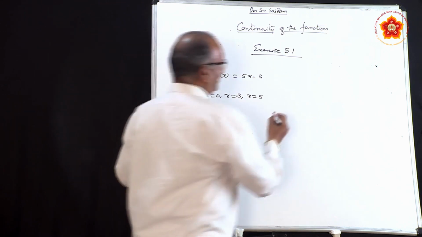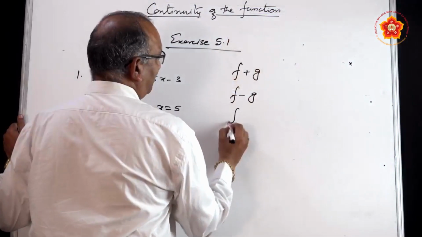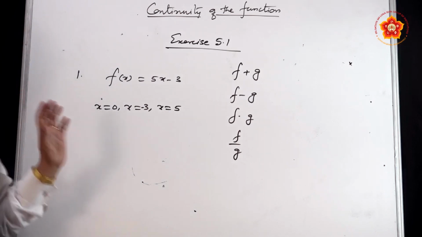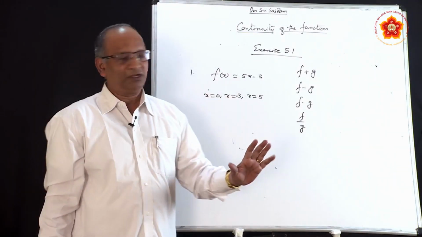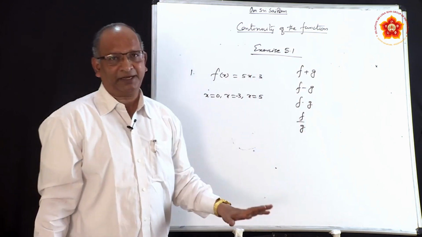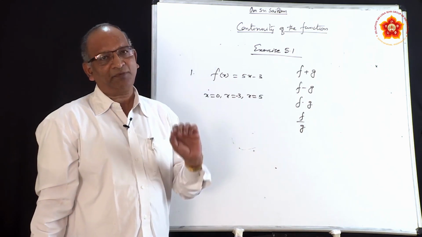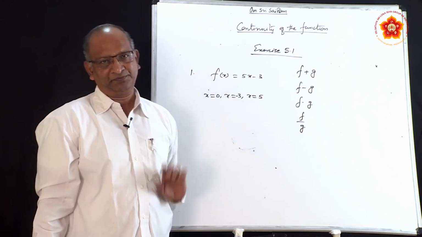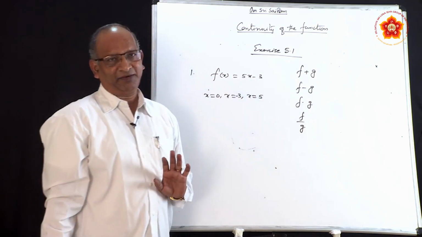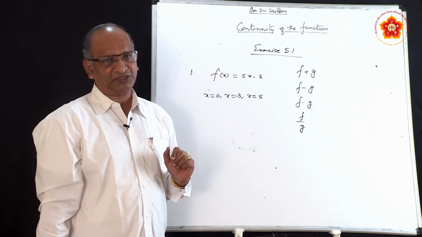What is it that we are trying to tell? f plus g, f minus g, f into g and f by g. f and g are independently continuous functions, so their sum, their difference, their product, their quotient are also continuous, with one small condition here, that the denominator g should not be the constant function 0. In all other situations, these functions are continuous. This is called algebra of functions. Here and there we will be using it as and when we come across situations.